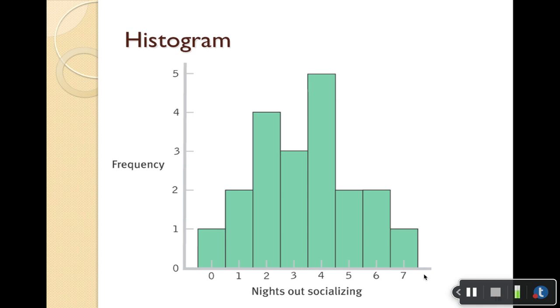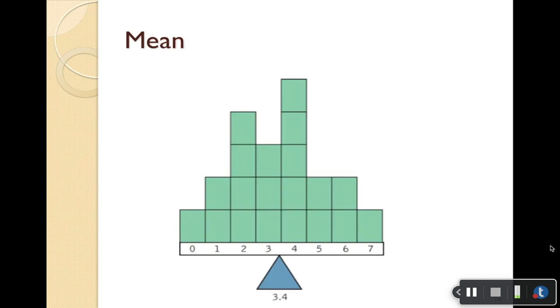So now that we've organized our data and we've displayed it in a visual way, we can move on to some of the basics of descriptive statistics. So a lot of this is probably review, but we're talking first about central tendency measures, and that includes the mean, median, and mode.